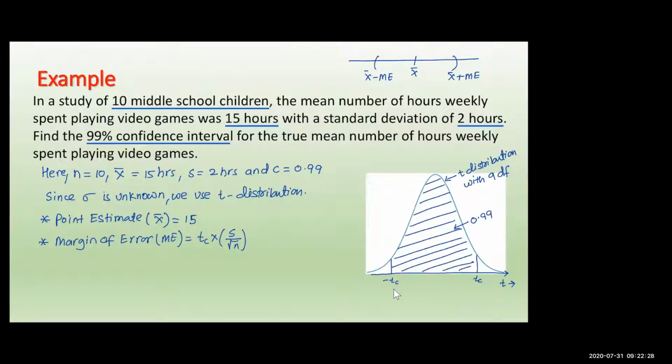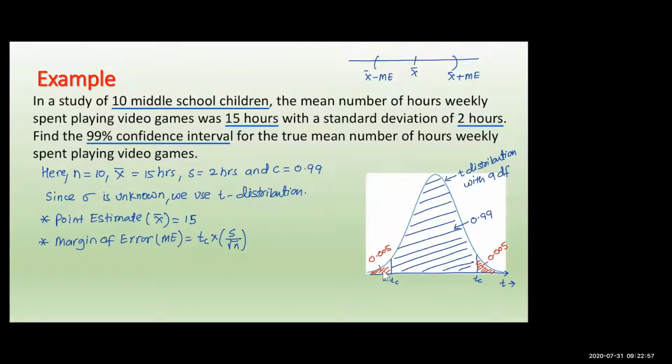Now, you have 99% area in the middle. So the area on the tails, if we add the area on the right tail and the area on the left tail, is equal to 1%. But that 1% is divided into two parts. So 0.5% on each side, which is 0.005. And this is 0.005. That is 0.5%.